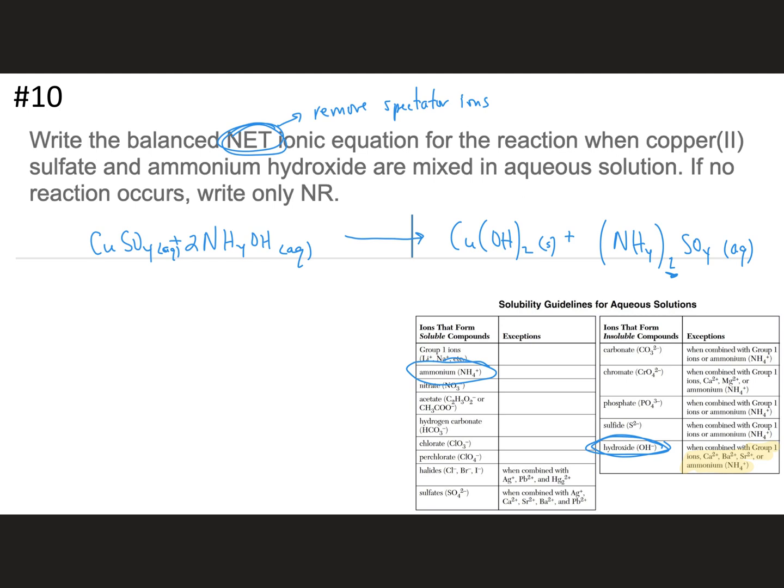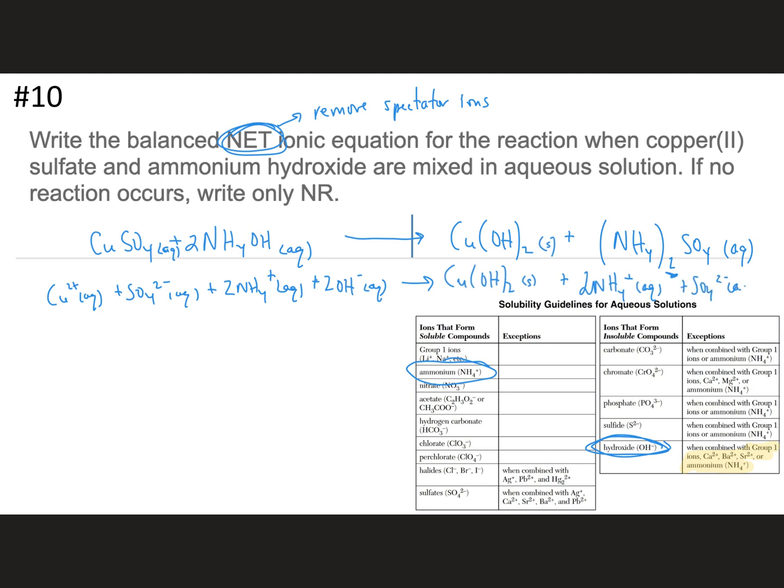For our complete ionic equation, we would ionize everything that's aqueous in solution, so copper 2 plus, sulfate 2 minus, plus 2 ammoniums, NH4 plus, aqueous, 2 hydroxides aqueous, yields, thankfully our copper hydroxide is a solid, and the second component, my 2 ammoniums, NH4 plus, aqueous, and my sulfate, SO4 2 minus, aqueous. That is our complete ionic equation.